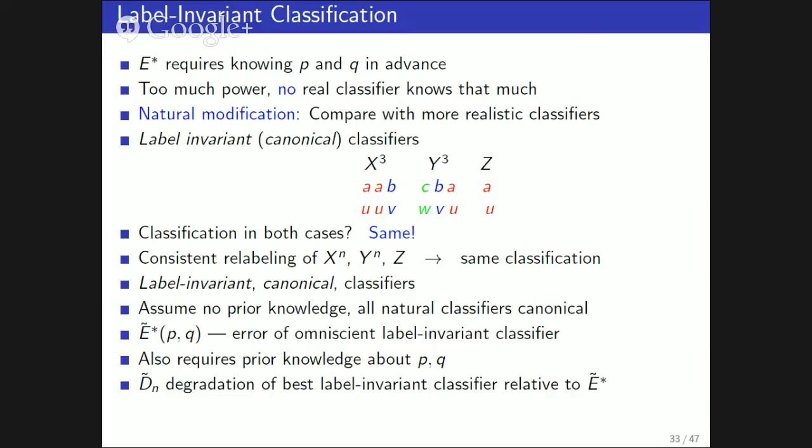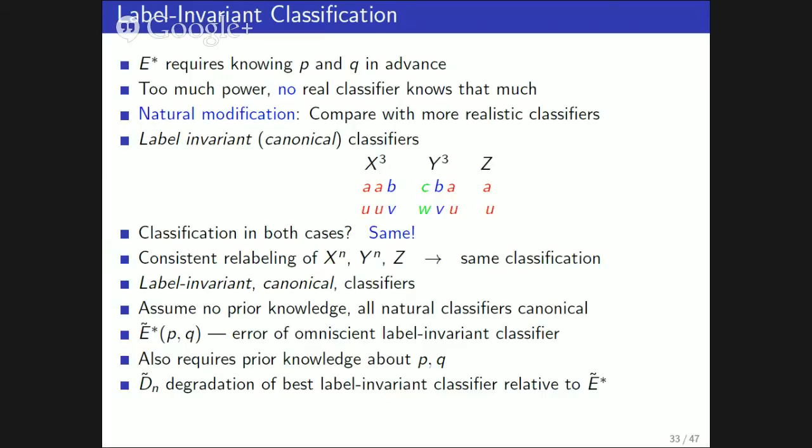I still don't get what you're comparing it to. So in this case, we had the advantage that the best one was obvious. If I knew P and Q, then I would assign Z to the distribution that gives it a higher probability. In this case now, it's a little more difficult to see what it should do.